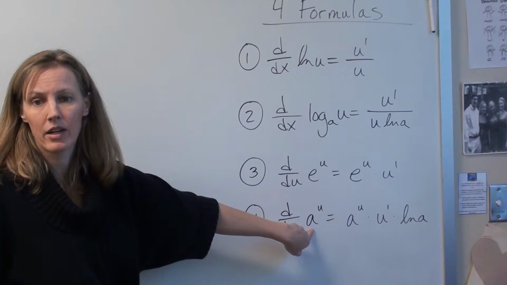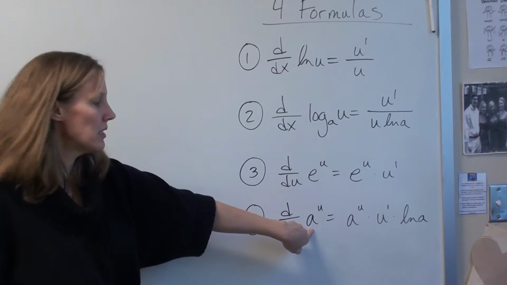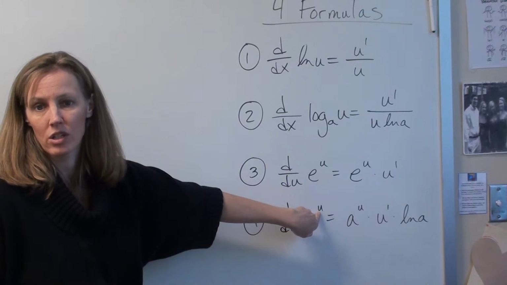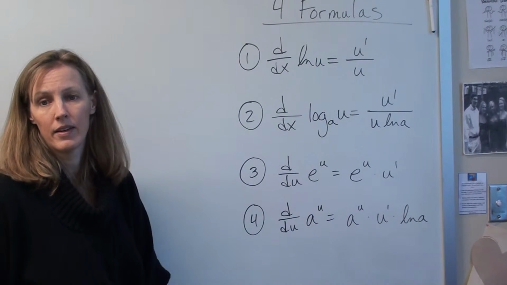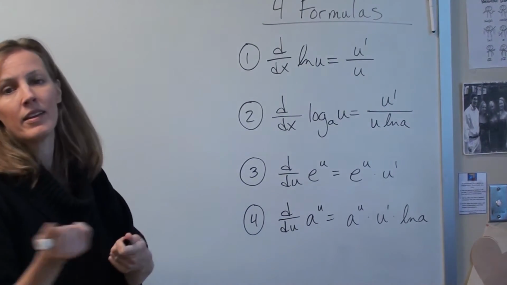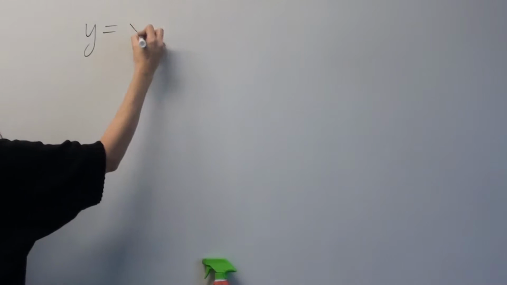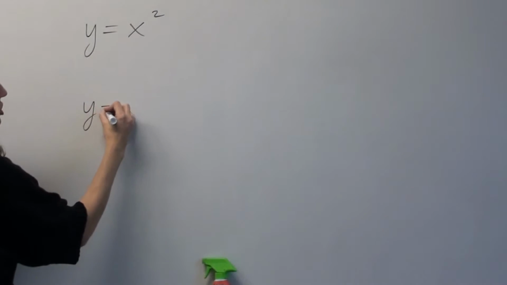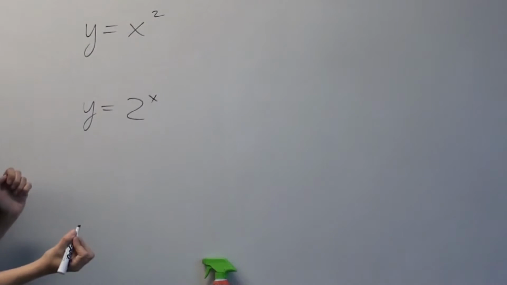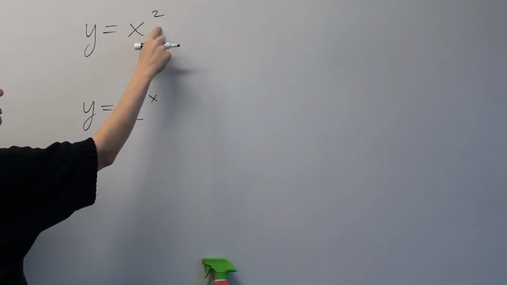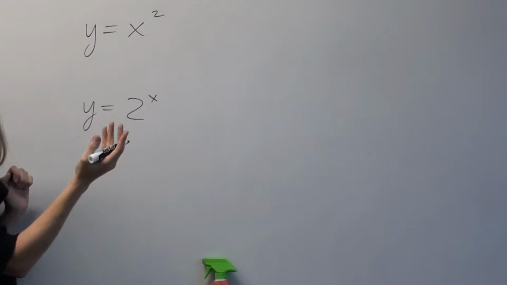It has to be numeric, so it can't be a variable. This isn't an x; this is where your variable is, otherwise it's not an exponential function. Let me clarify the difference between y equals x squared and y equals 2 to the x. This is a polynomial, a function where you just do the power rule and the derivative would just be 2x.